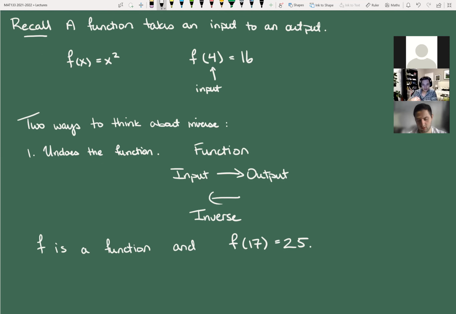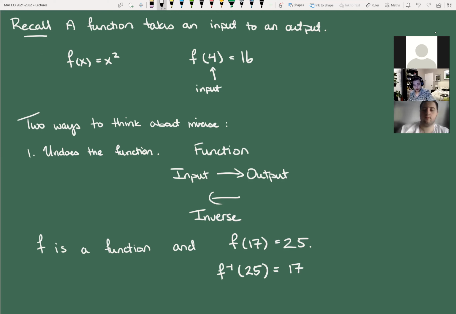So let's try this as an example. If I tell you that f is a function and I don't tell you what it does, I don't tell you how 17 became 25, I just tell you that if you plug in 17, 25 comes out. What is f inverse of 25? Yeah, it's 17, because it just undoes the function. It says, if 25 was the output, what was the input? The input was 17, because that's what I know from above.